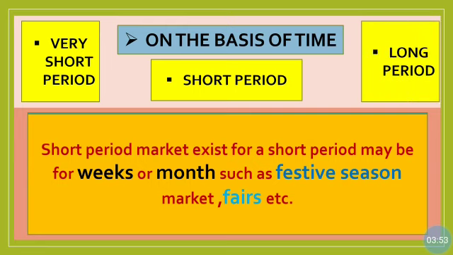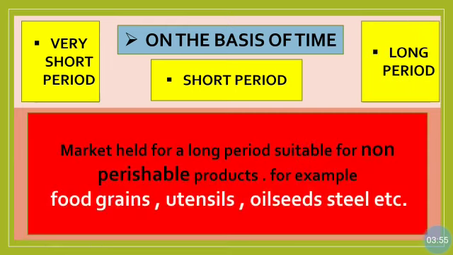Third one, long period market. These markets are held for a long period compared to short period markets. The commodities traded in such markets are non-perishable, which can be stored for a longer time. For example, food grains, utensils, oil seeds, etc.